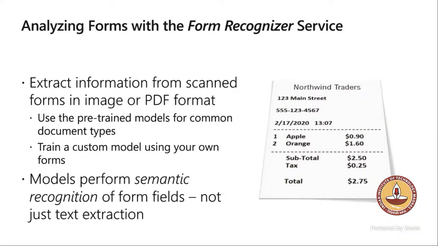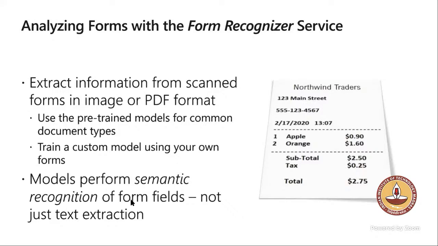Okay, analyzing forms with the form recognizer service. So there is a form recognizer service. This is another service. Okay, so extract information from scanned forms in image or PDF format. Usually what people do is they take a photo and send it to someone else, and now a company or somebody else has lots and lots of images, and now they want to get some information out of that, right? That's where this form recognition service can help. It can get an image and extract information from the scanned document. Okay. A pre-trained model is there for common document types, and you can build your custom model inside this also.